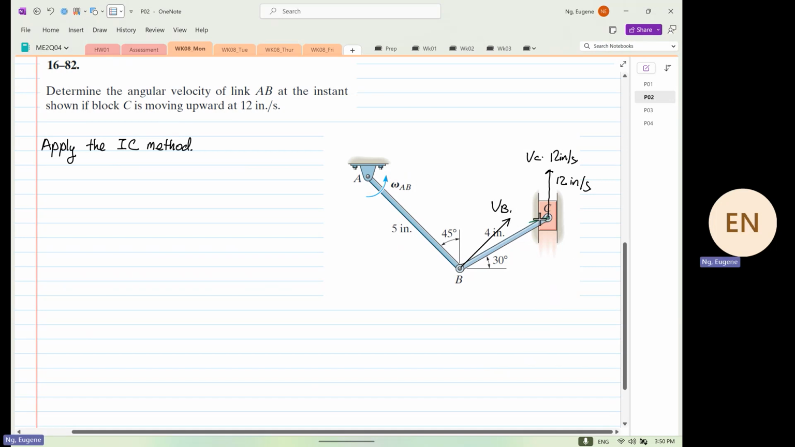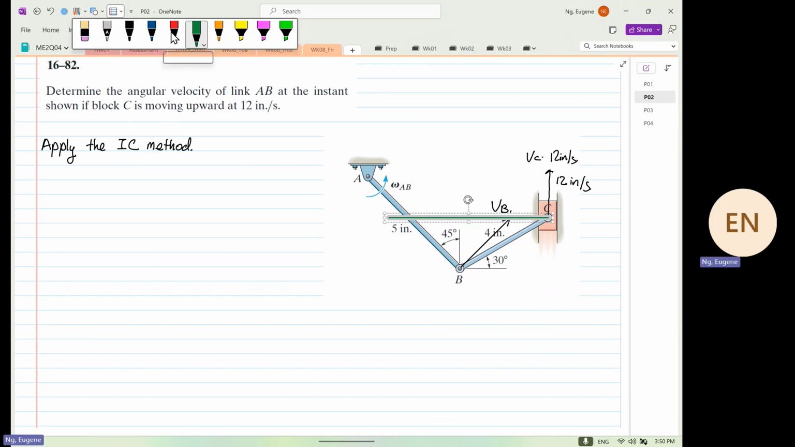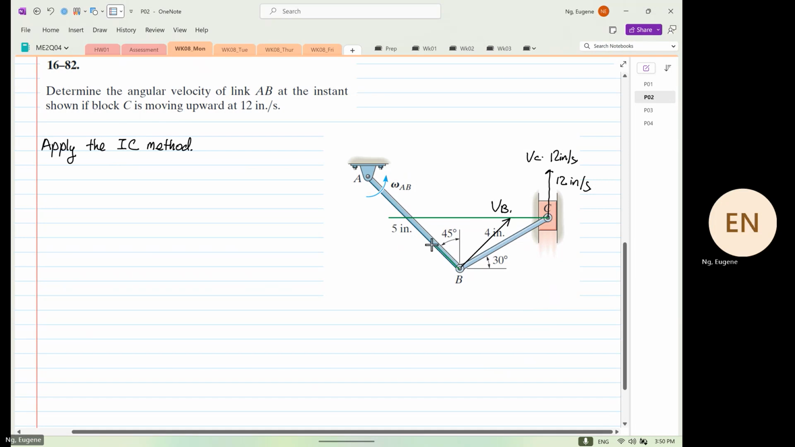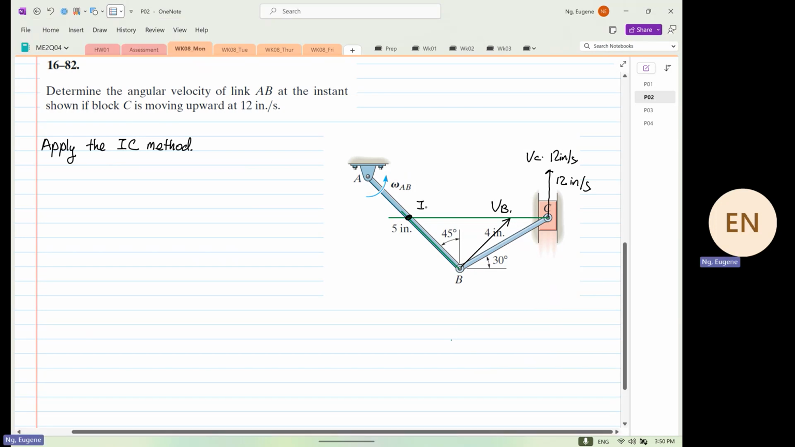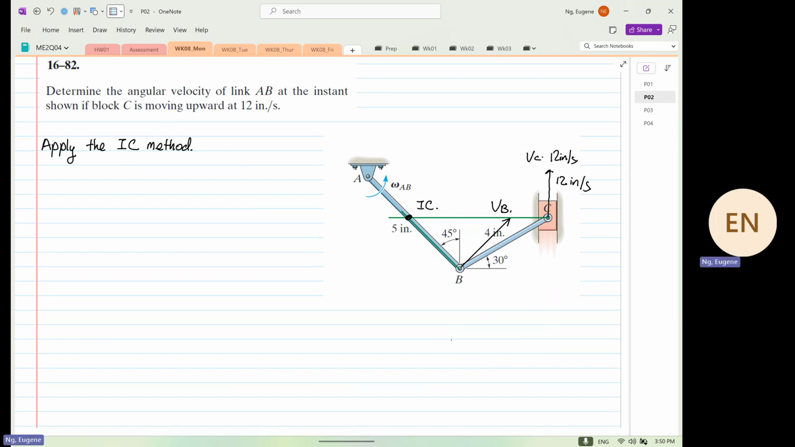So we know that this is going to be a straight line. And from here, this is the location of the instantaneous center. Now, are you okay? Which part is not okay? When they intersect is where the intersection is. Because omega AB is here, and they say VC is going up. Okay, I'll do it again.